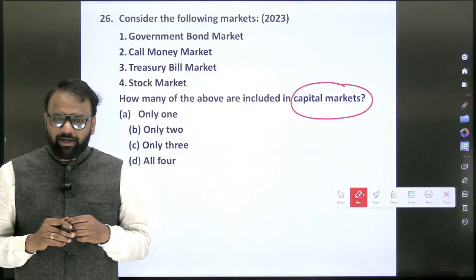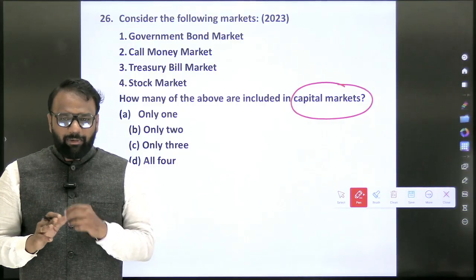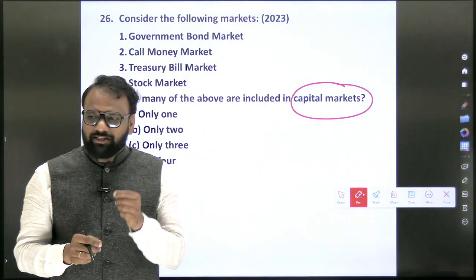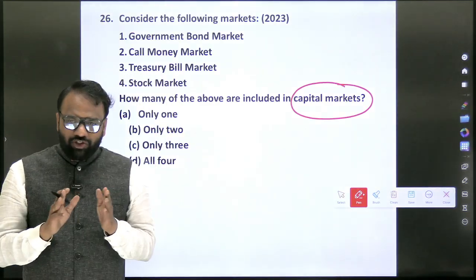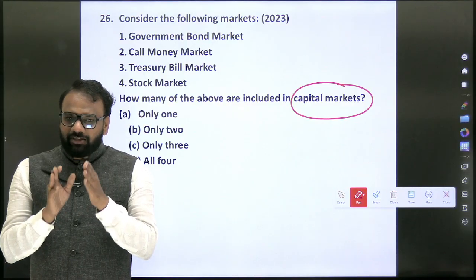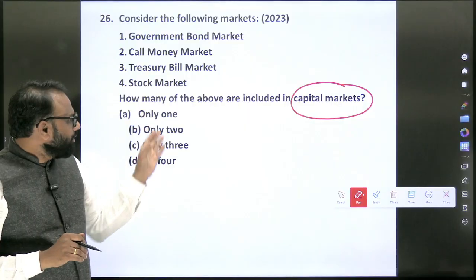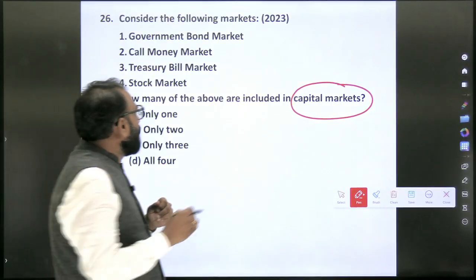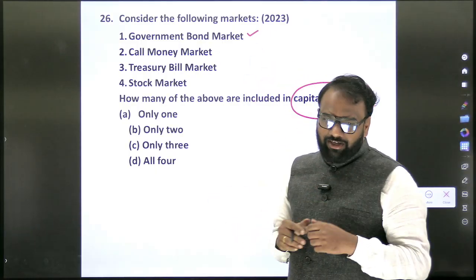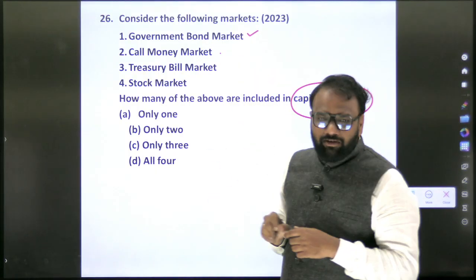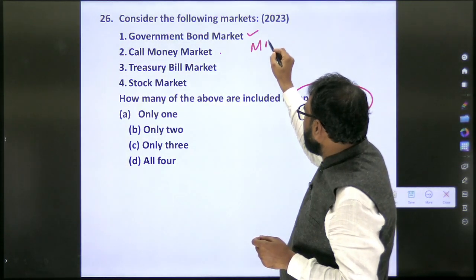So what is capital market? When you raise funds for a period of more than 1 year, that is called capital market. And when you raise funds for a period of less than 1 year, we call it money market. So this question tests whether you are able to identify the instruments of capital market and the instruments of money market. Now in the options, government bond market: is it for less than 1 year or more than 1 year? More than 1 year. Call money market: have we discussed it as part of money market instruments?